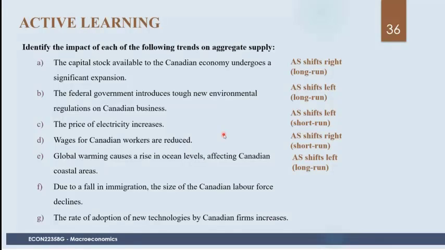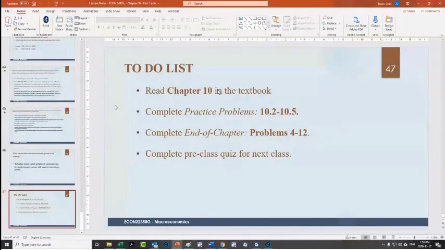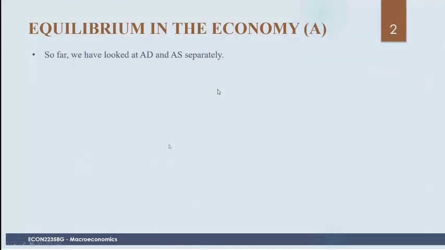Now, if we have a fall in immigration, and so the size of the Canadian labor force, is it long run or short run? Anyone? Yeah, long run, and it would shift to the left. The rate of adoption of new technologies by Canadian firms increases. So we have more technology. That's definitely a long run thing, and it would shift it to the right. Yeah, that's part two.